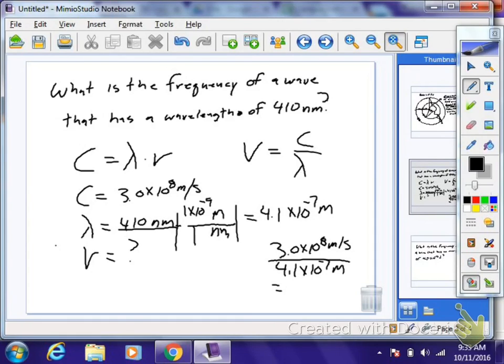So you're just setting up the speed equation in which to solve for different values. So it's 7.3 times 10 to the 14th. Any questions on that one? Hertz, right? Questions?